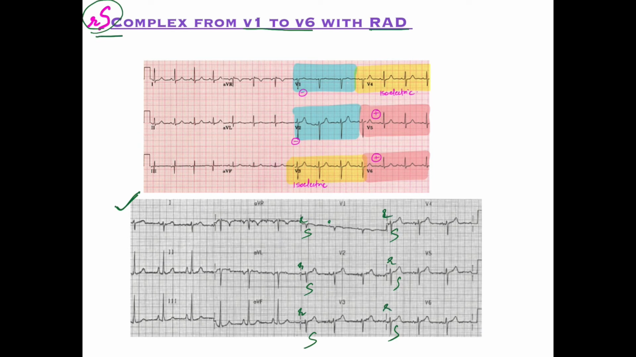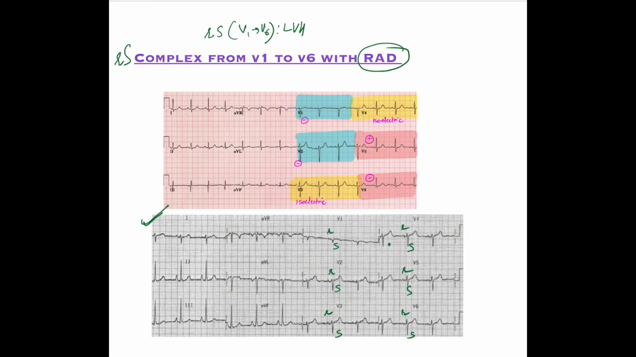But the point is that this RS complexes from V1 to V6 is something that you can also see in case of LVH. So you need to have the criteria of right axis deviation along with RS complexes in the leads V1 to V6. Okay, so let's try to find out the axis deviation. So what's the first step in finding out the axis deviation? We have to find a limb lead which has an isoelectric QRS complex, and we can see that that's the lead 1.